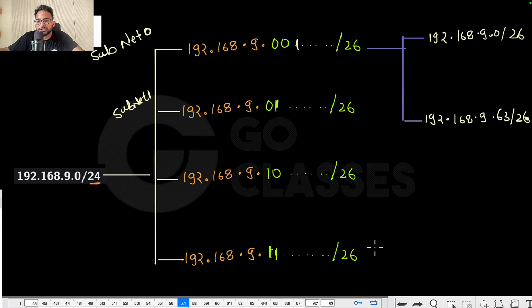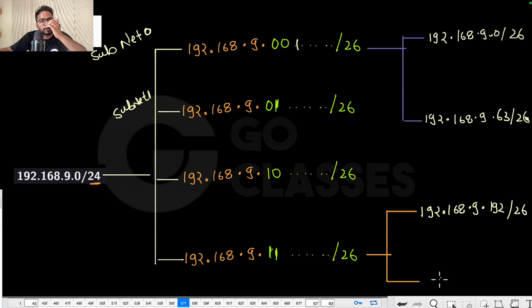Similarly, let me just do one more exercise. Let me find out the first address and last address of this subnetwork, and then our subnetting, conceptually, is basically done. There is nothing more we need to see in subnetting, right? So the first address will be 192.168.9.192/26, because this is 64 plus 128, right? All the zeros will be there, and then the last is 192.168.9.255/26. Okay, similarly you can find out the first and last address for the others also. Okay, that's fine. I hope you understood what I mean to say.